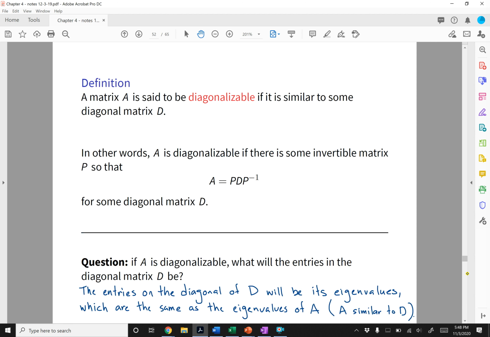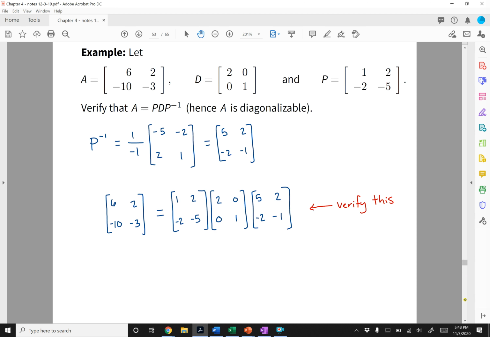A matrix is diagonalizable if it's similar to a diagonalizable matrix. We already talked a little bit about that. The diagonal matrix will have the eigenvalues down the diagonal. Here they just showed, to verify that this actually works, that A is diagonalizable because it's similar to a diagonalizable matrix, so you can multiply it through.